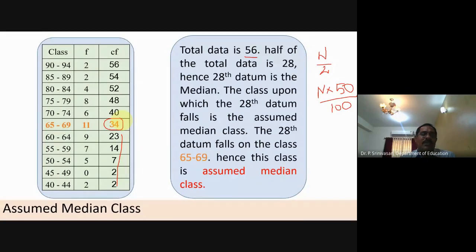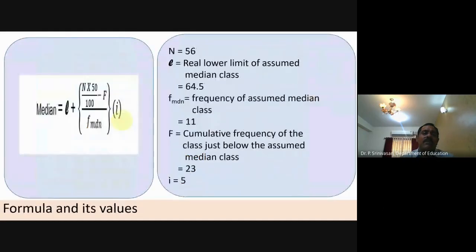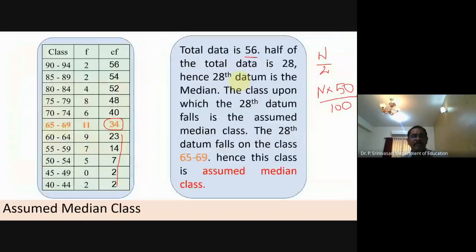Okay, this is the assumed mean class. Okay, now let us go to the next level. On the left hand side you have the formula: L plus n into 50 by 100 minus cumulative frequency, divided by the frequency of that assumed median class, into class interval. So n is 56 and L is the real lower limit of the assumed mean class. So what is the assumed mean class?